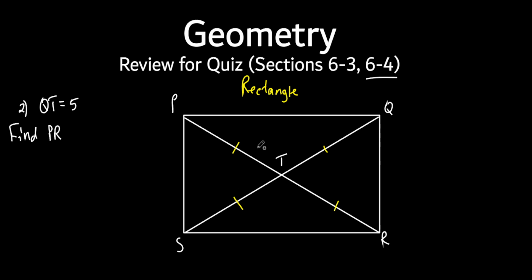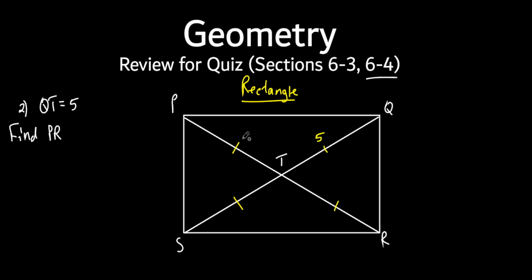All right, let's go through this. Look, all 4 of these are equal. So what do they give you? QT. Where's QT? QT is this little bit right there. It's 5. What do they ask for? PR. Okay, now watch this. Check this out. On a rectangle. This is only true about a rectangle. Everybody understand this? It's only true about a rectangle, but all 4 of these segments are equal to each other.